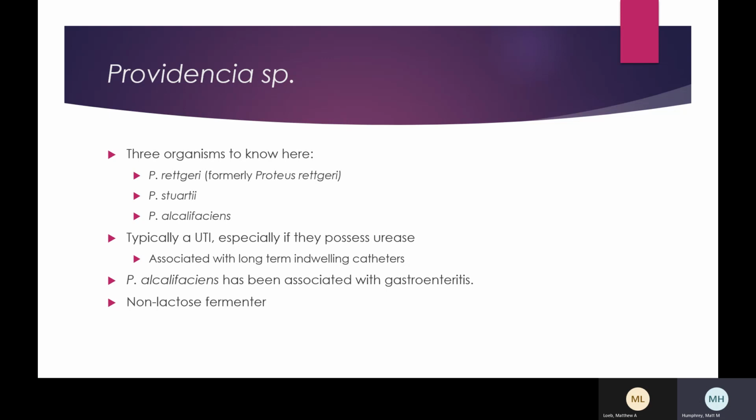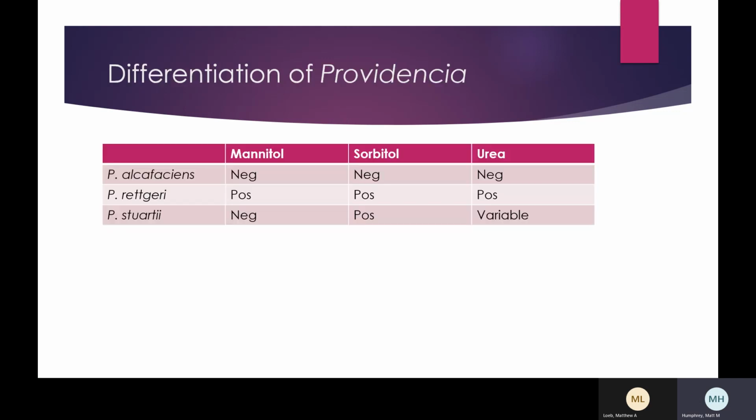Okay, so Providencia, the 3 species we're worried about are Providencia rettgeri, stuartii, and alcalifaciens, because you can swallow your tongue when you say a word. That's the microbiologist way. Typically, we're going to see these as UTI things, so we'll occasionally get them in wound cultures, but mostly UTI specimens. And they possess a urease enzyme, kind of like other Proteus do. It's also associated with long-term indwelling catheters. And alcalifaciens is associated with gastroenteritis. And then, like I mentioned, they're not lactose fermenters.